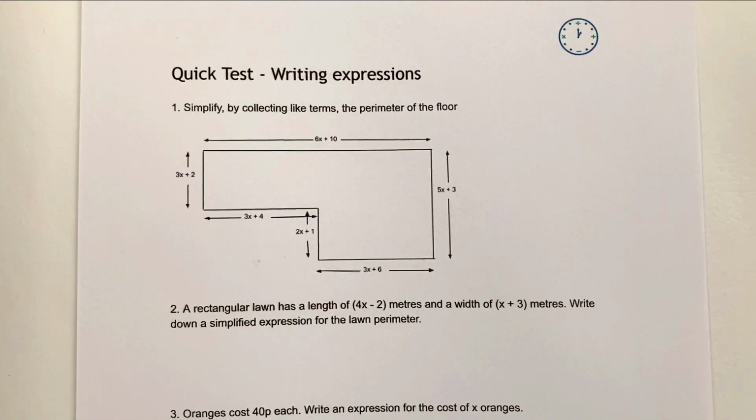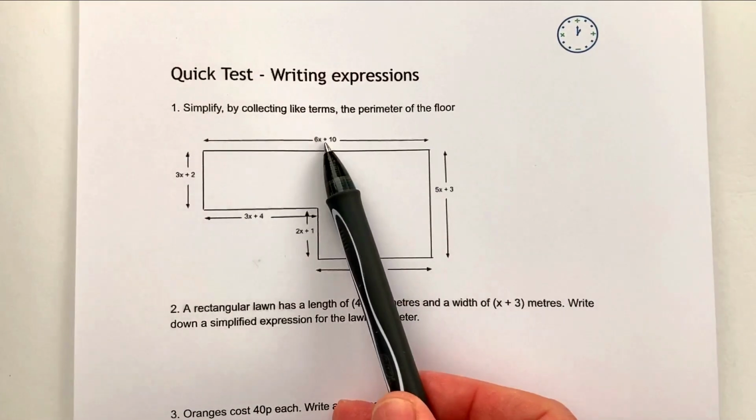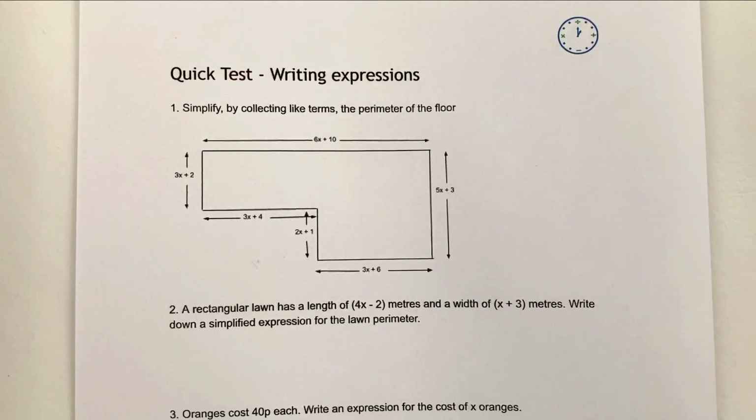Okay, so in this first question, we've got simplified by collecting like terms the perimeter of the floor. Now, I do appreciate it's not the greatest font size, I'm afraid, so it might be a little bit tricky, but hopefully you'll be able to read it.